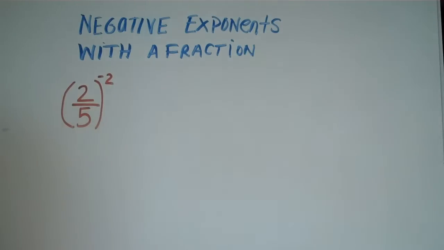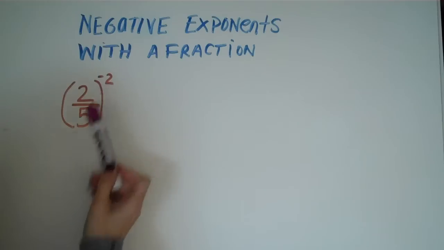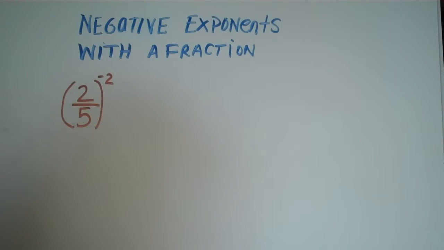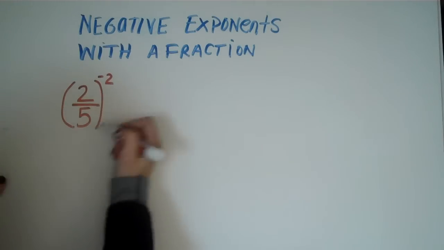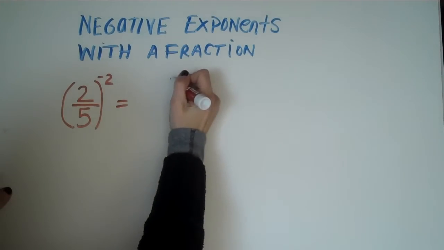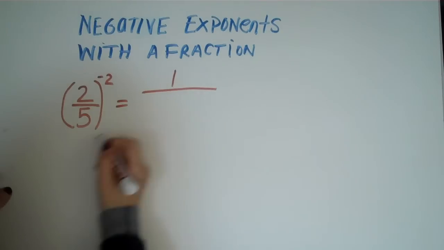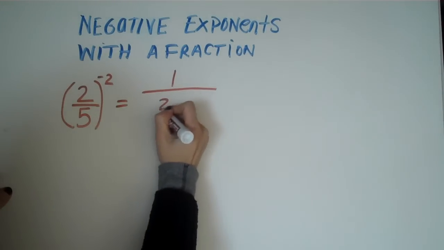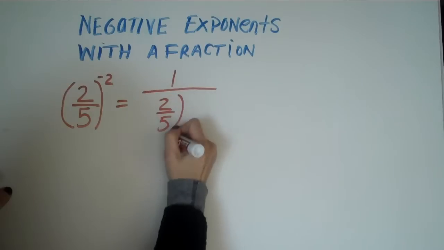The other thing I wanted to talk about is negative exponents with a fraction. This is still the same thing. Whenever you have a negative exponent, what do we do? We put it under a 1. So let's go ahead and do that. We're going to take the entire thing, we're going to put it under a 1. So 1 over, I'm going to recopy the entire thing here.